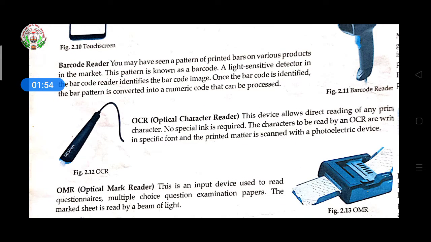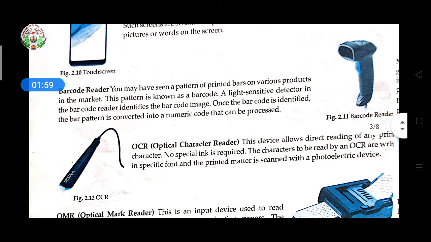Then the barcode reader. You may have seen a pattern of printed bars on various products in the market. This pattern is known as a barcode. The light sensitive detector in the barcode reader identifies the barcode image. Once the barcode is identified, the bar pattern is converted into a numeric code that can be processed.